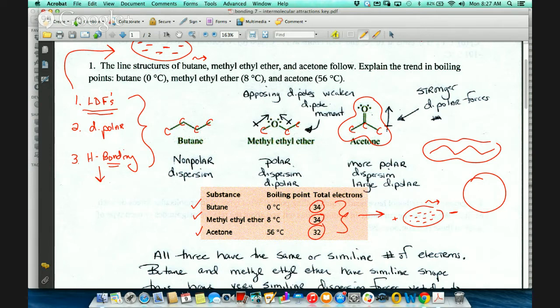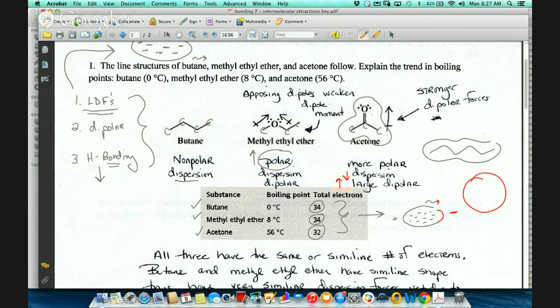So it's got a negative end probably on the oxygen end, and some negative and some positive end somewhere. So this has what we'd say dipolar forces. So methyl ethyl ether has the same dispersion forces, but has an additional what? Dipolar force. Now, acetone is polar. It has London dispersion forces, but they're probably going to be weaker. But it's got a large dipolar force. And you'd probably say that it's, because of its shape, more polar than methyl ethyl ether.